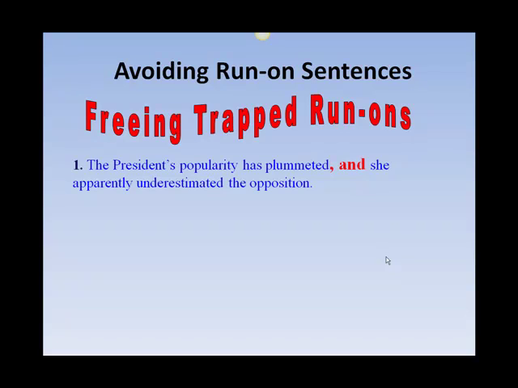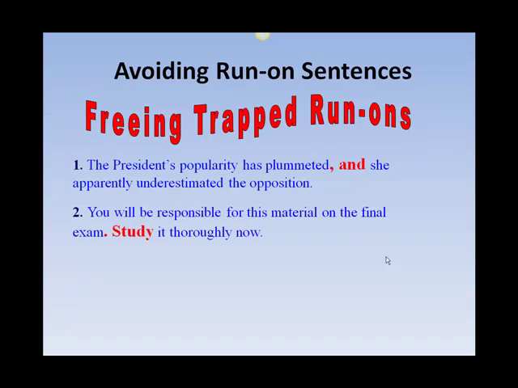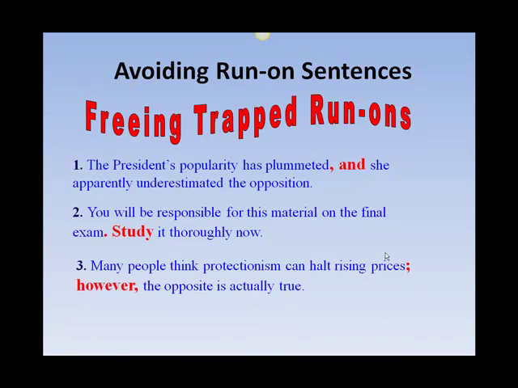The president's popularity has plummeted, and she apparently underestimated the opposition. You will be responsible for this material on the final exam. Study it thoroughly now. So again, another possible way to correct the comma splice is to put a period there. These are independent clauses after all, and an independent clause is a sentence. It has a subject and a verb, and it expresses a complete thought.